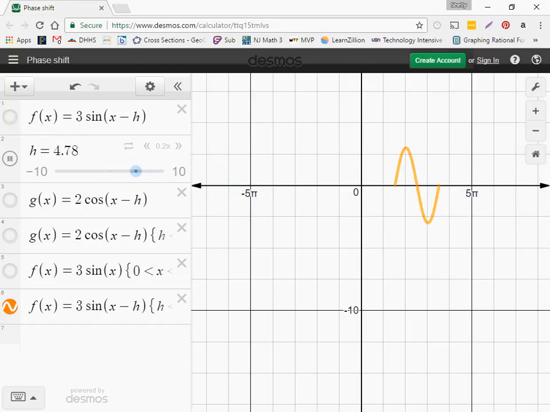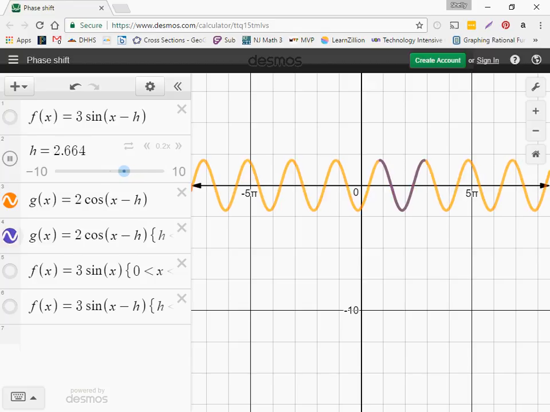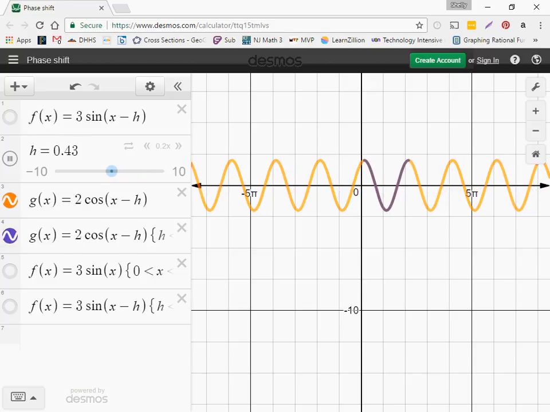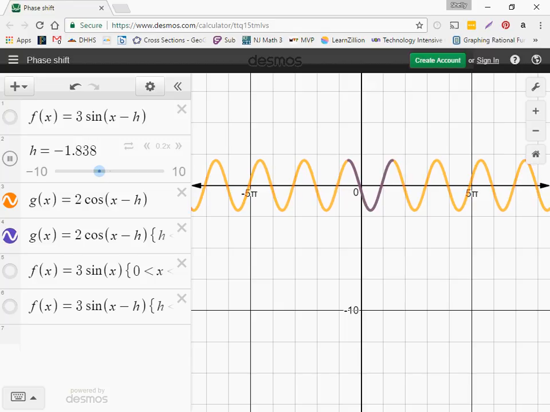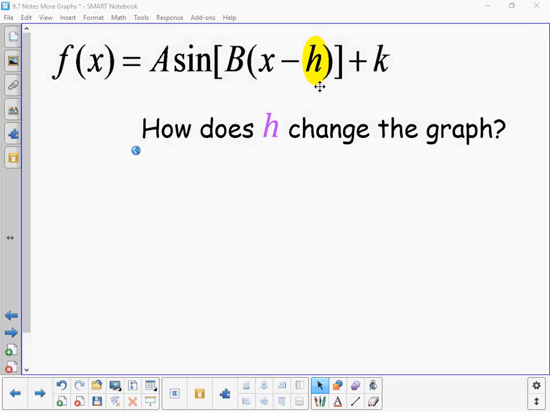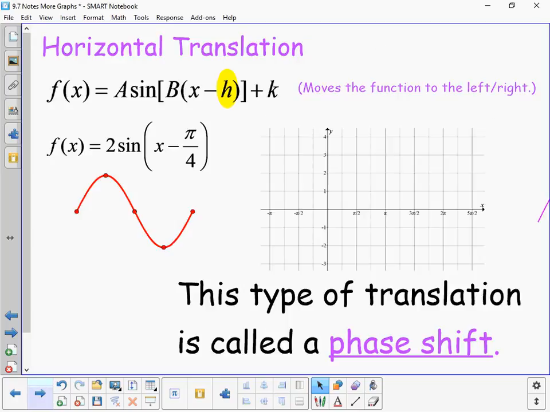We could look also at the cosine function, and it does essentially the same thing. It just shifts it to the left or right. So we're going to usually just focus on the sine function when we do these horizontal shifts. These types of translations have a particular name. They're called phase shifts.